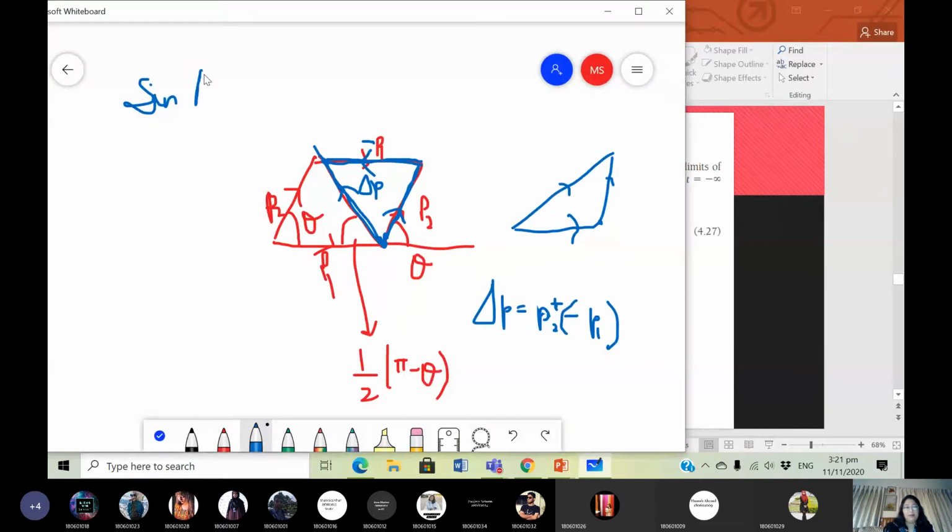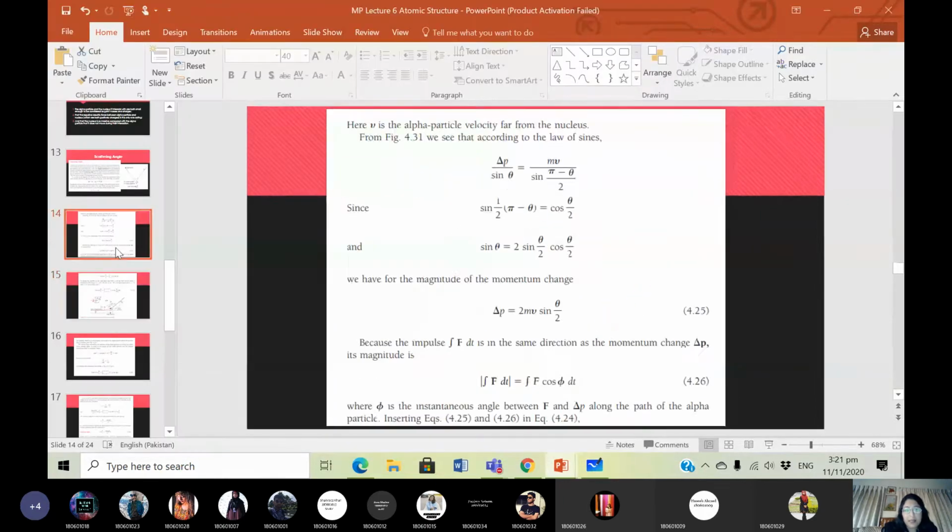हमने वो पहले भी पढ़ा था, I think proper motion में, when we were studying one of the previous courses, ठीक है? Sine A over sine, sorry, wait a minute, I think this is small a, ठीक है? Wait a minute, इसमें क्या है? Sorry, इसमें delta P over sine theta is equals to mv over sine pi minus theta over 2. ये किस तरह से हमारे पास आया है?